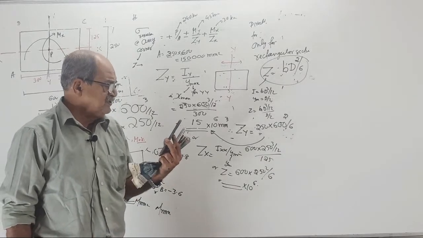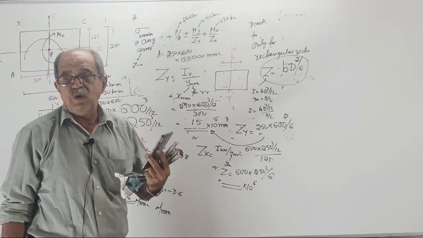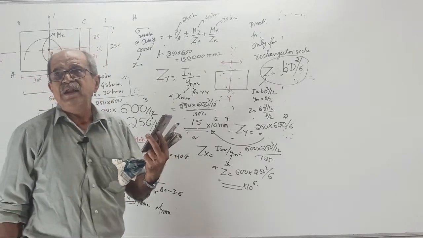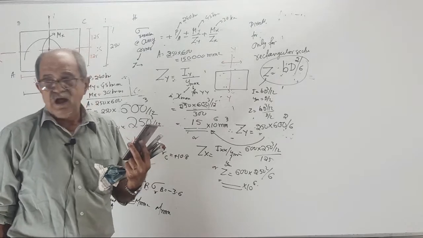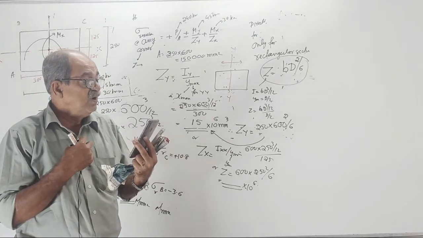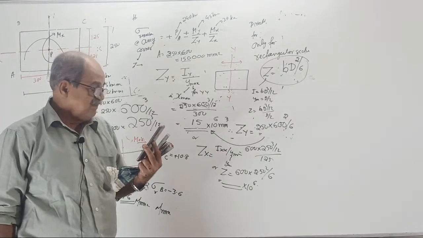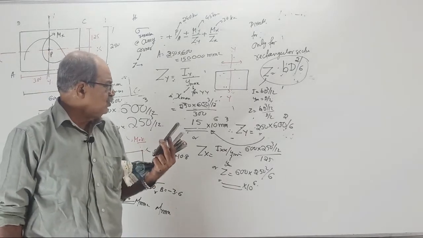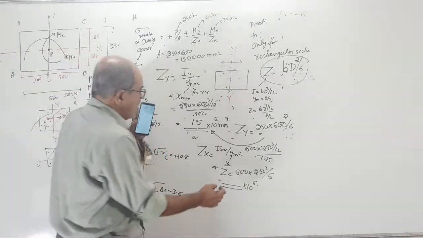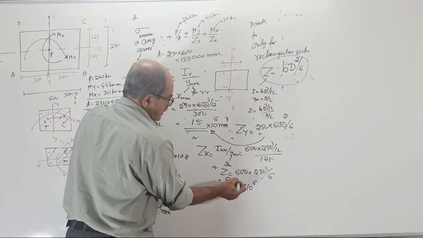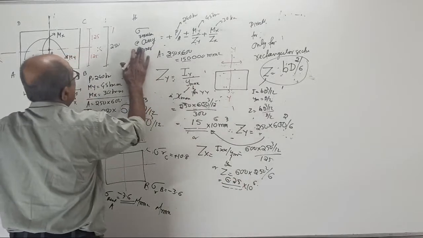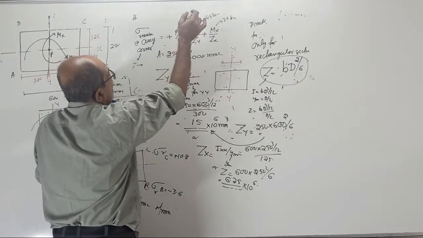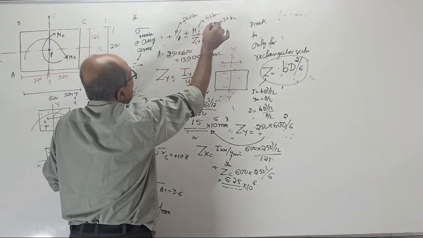600 into 250 square divided by 6. What is the answer? 600 into 250 square by 6. 6.25 10 to the power 6. Therefore, directly you can tell, I will remove this complete now. P by A, My by Zy, Mx by Zx.